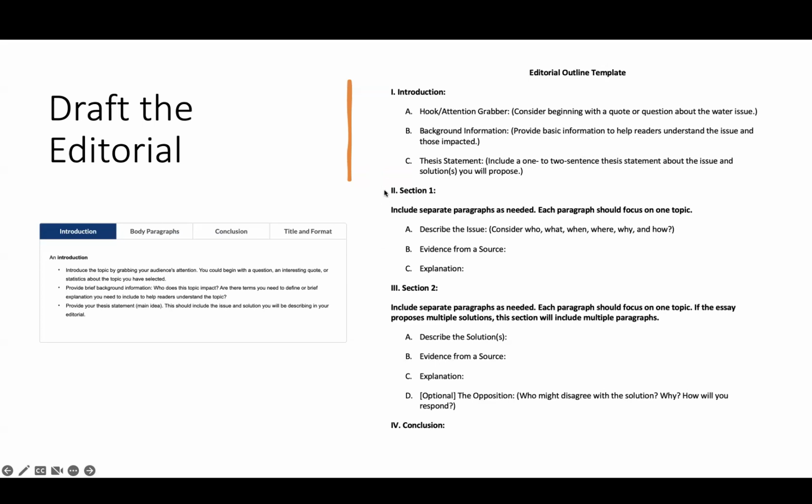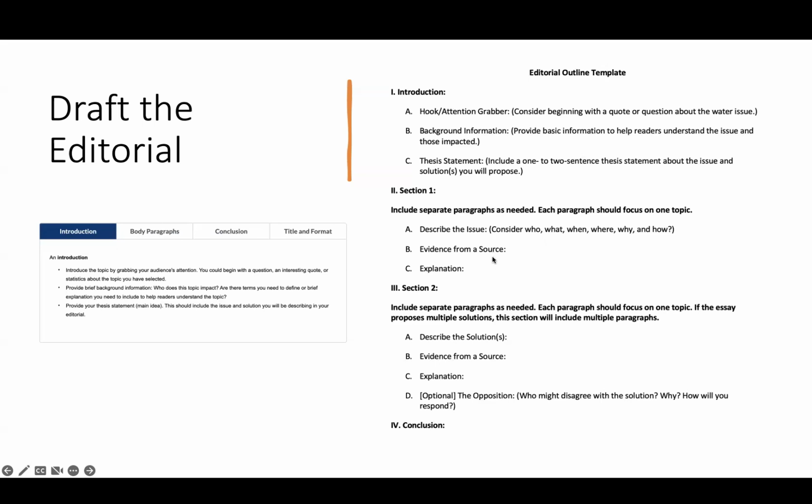So the first section is where you would discuss the issue. And you can look back at your generating ideas assignment, describe who's impacted, what has happened, when and where it took place, why it matters or why it's concerning, and how it impacts people in general. This may be a good place to place evidence from a source.